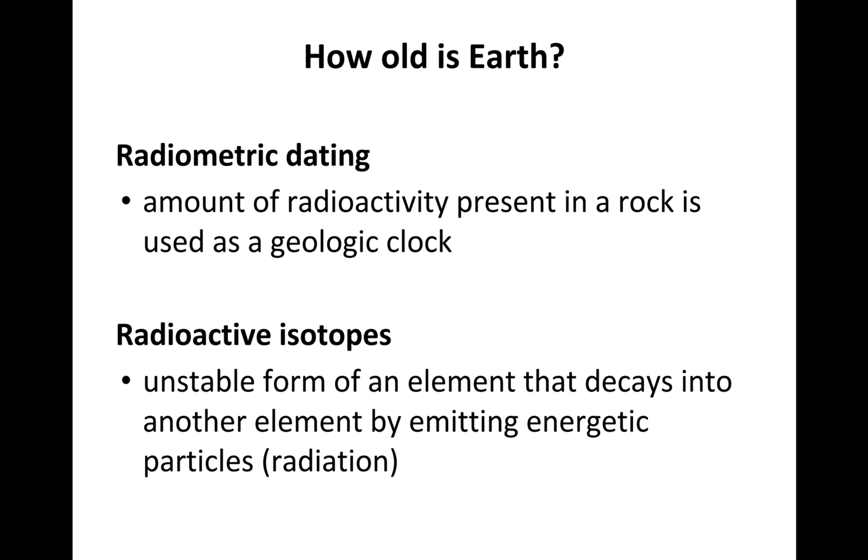Radiometric dating is they measure the amount of radioactivity present in a rock, which is used as a geologic clock. Radioactive dating uses what's called radioactive isotopes, which are an unstable form of an element that decays into another element by emitting energetic particles called radiation.